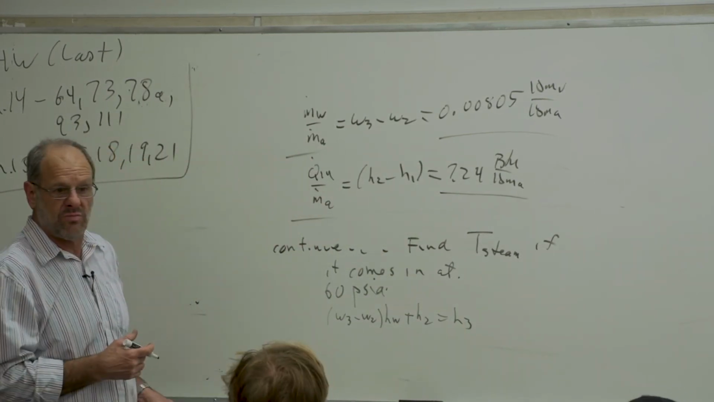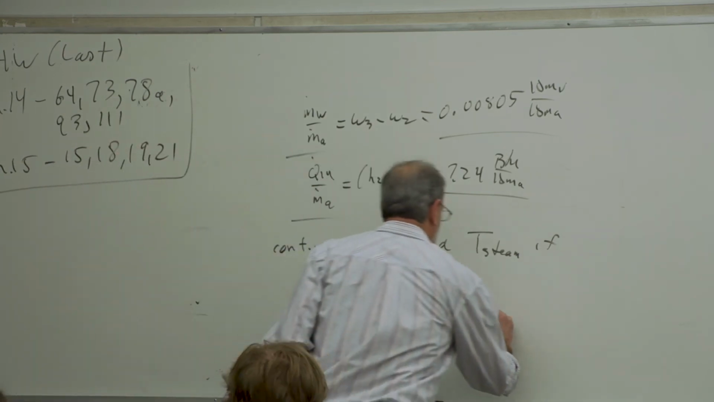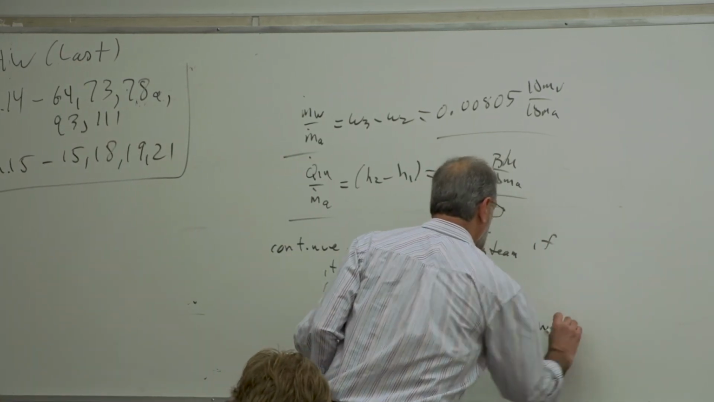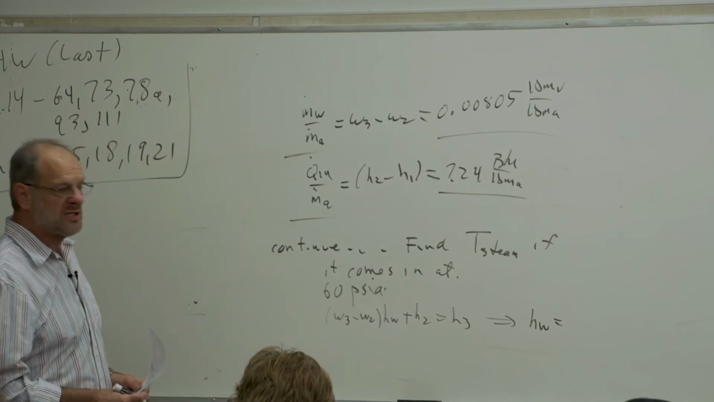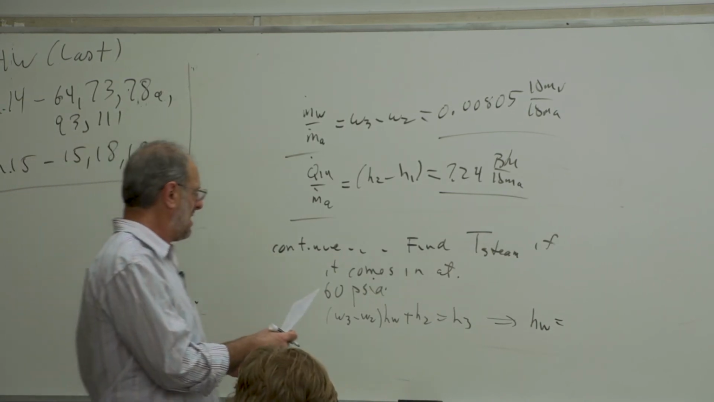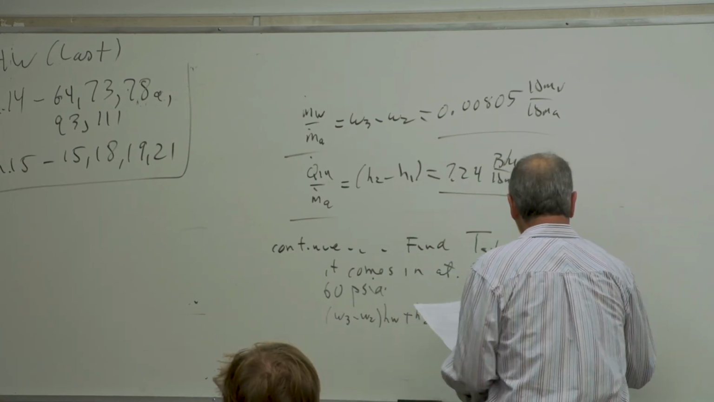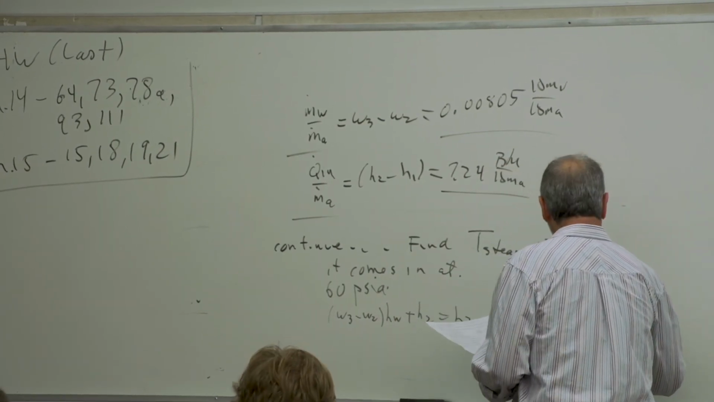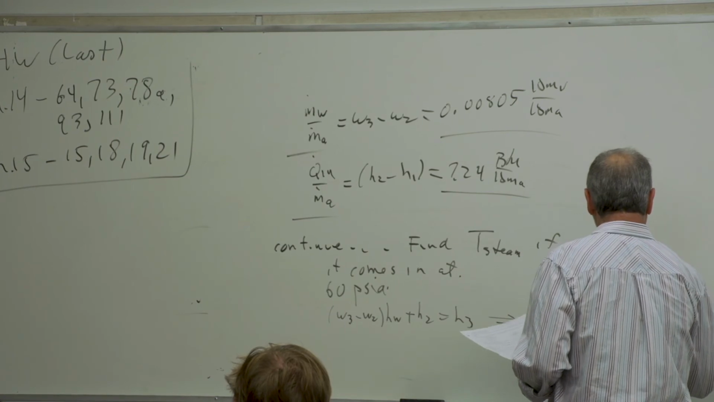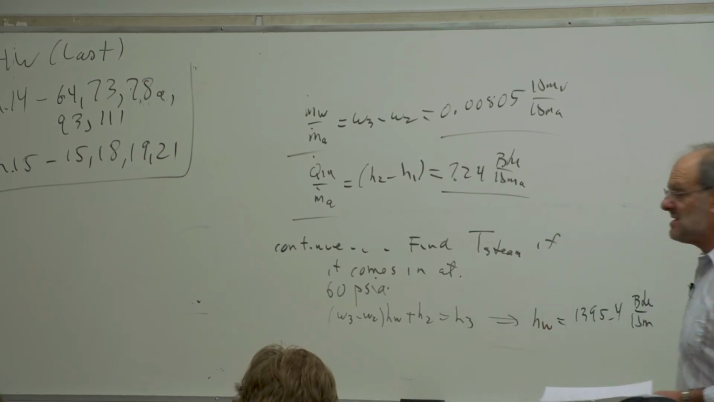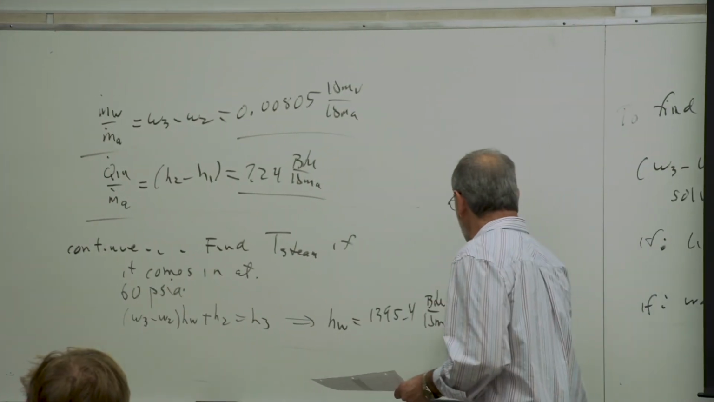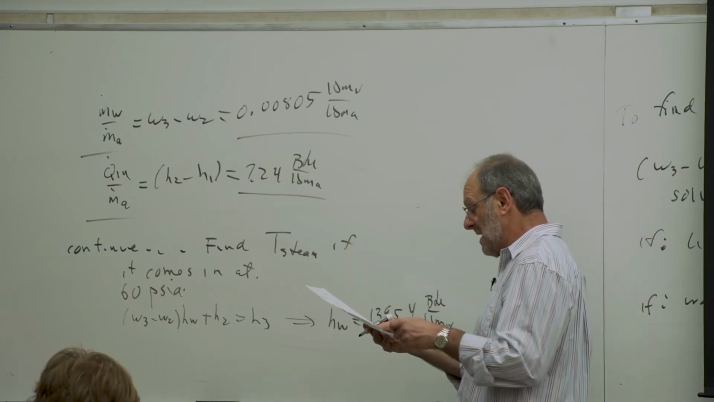So let's just plug in everything we know. The only thing we don't know is HW. So I have omega 2, I have omega 3, I have H2, I have H3. If we just plug in all these numbers, we're going to end up with HW of 1395.4 BTUs per pound mass. And this is for the water, so this is per pound mass of water. I'll just put a little W there.